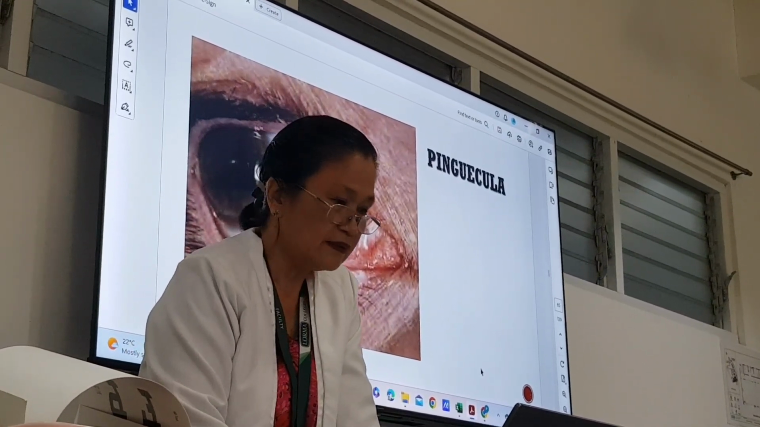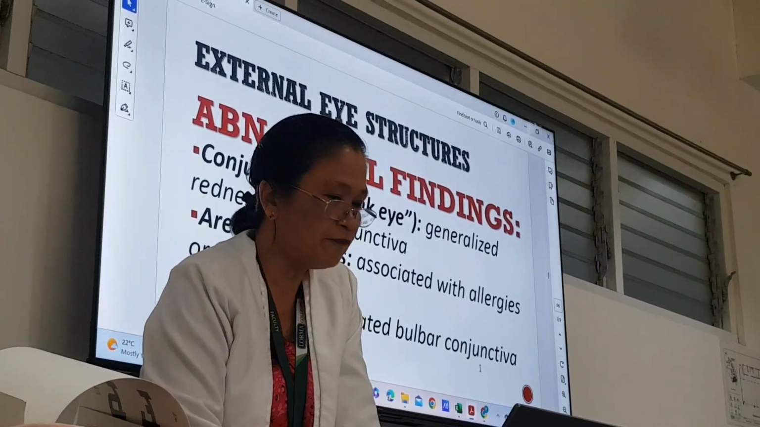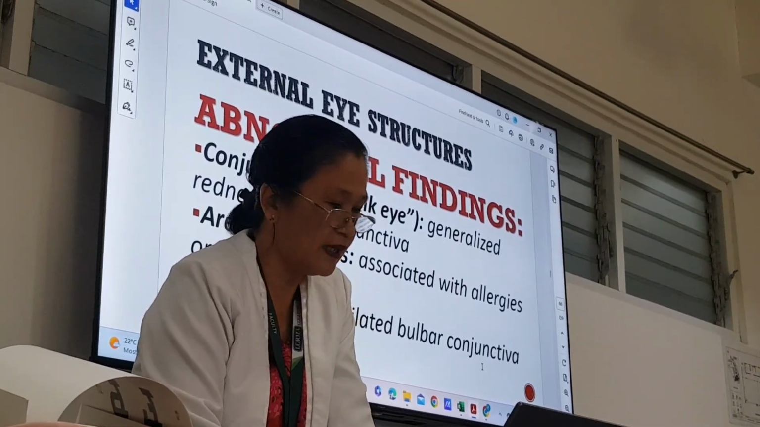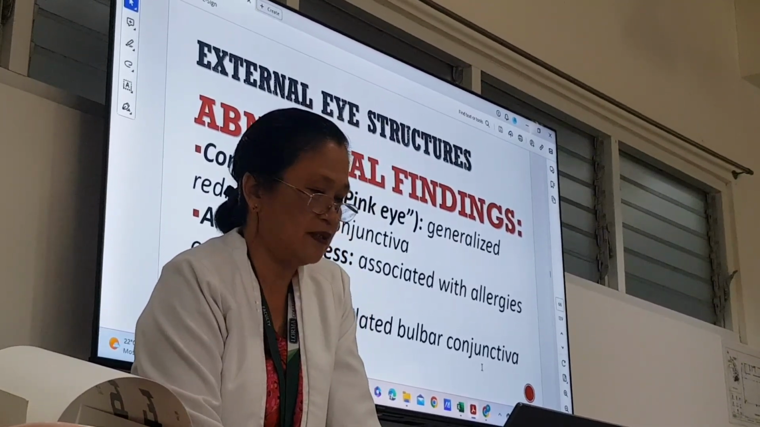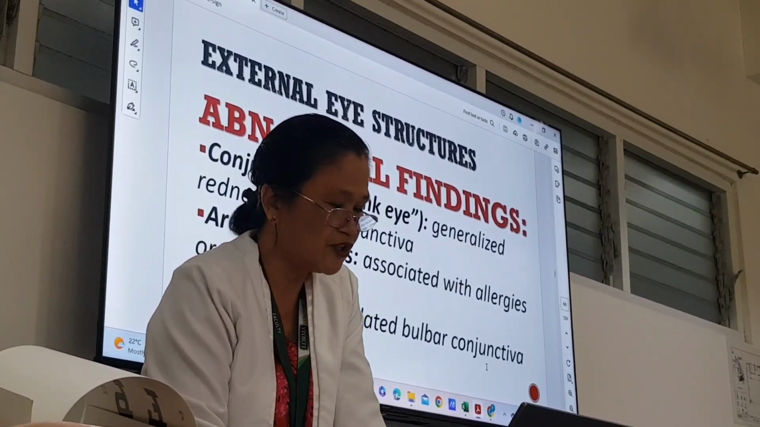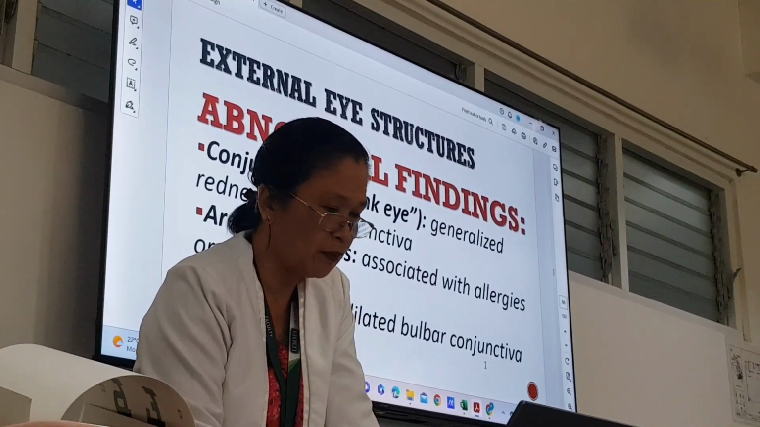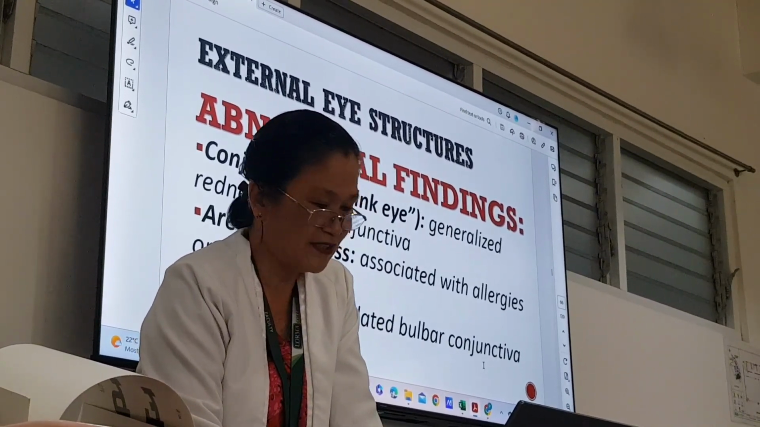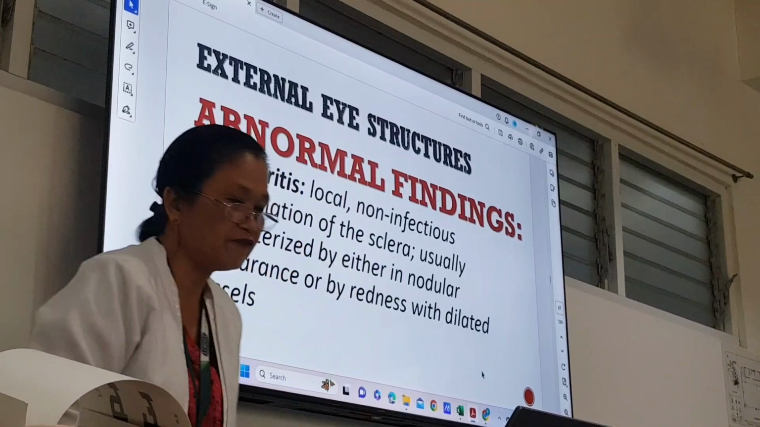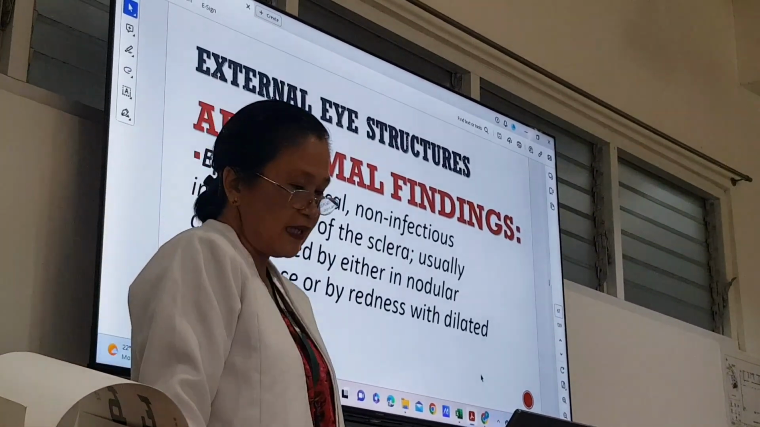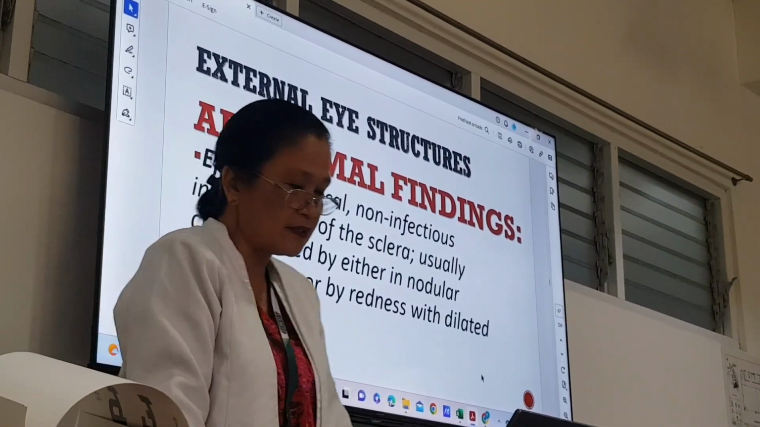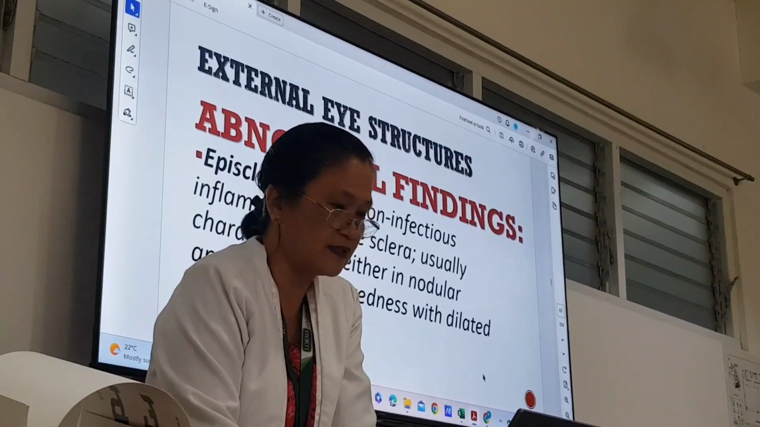Okay? The next, abnormal findings. There is conjunctivitis, that is a pink eye, generalized redness of the conjunctiva, and areas of dryness associated with allergies or trauma, and then bloodshot eye, dilated bulbar conjunctiva. And episcleritis, this is a local inflammation of your sclera, usually characterized by either nodular appearance or by redness with dilated vessels.